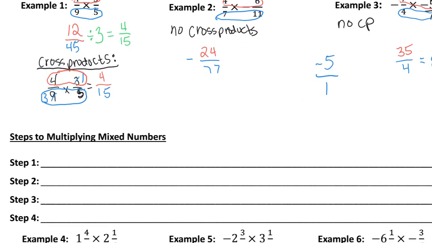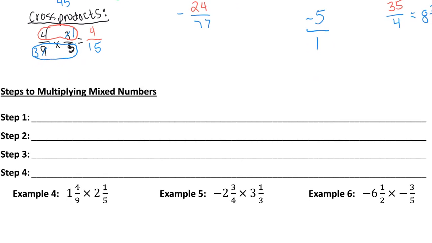All right, so let's talk about mixed numbers, okay? Nothing really changes except our first step is to make them improper fractions. So make improper fractions. And then we want to check for cross products. So pretty much the next 3 steps are just like the steps above.